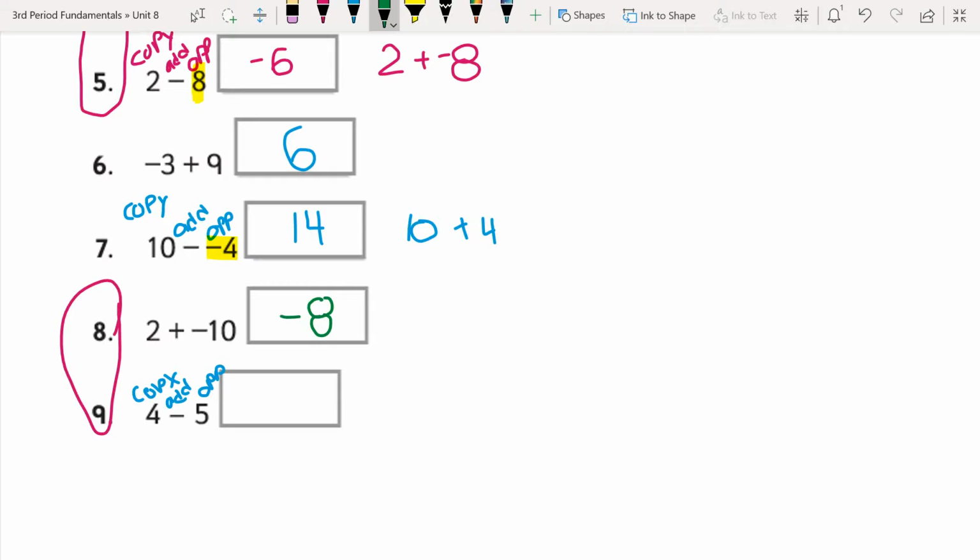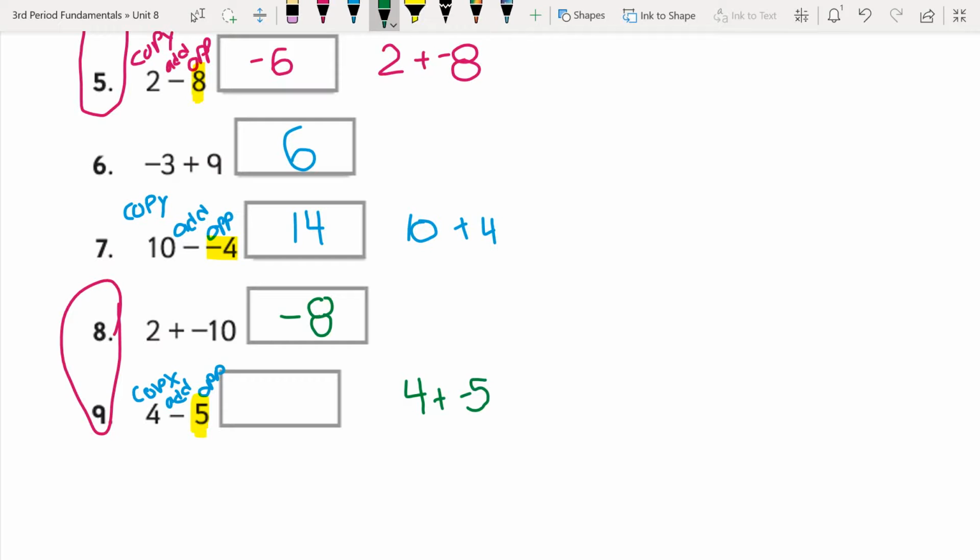And the last problem is 4 minus 5. So I already told you before that we have to use copy, add the opposite, because it's a minus sign. So we're going to rewrite it so it's adding like the last problem. I'm going to rewrite 4. That means what the copy is. Change that minus to a plus. And I'm going to do the opposite of a normal positive 5. And the opposite of a normal positive 5, that's a negative 5.